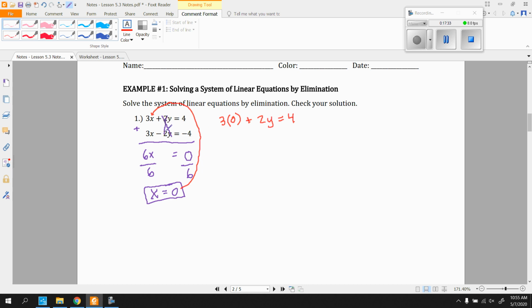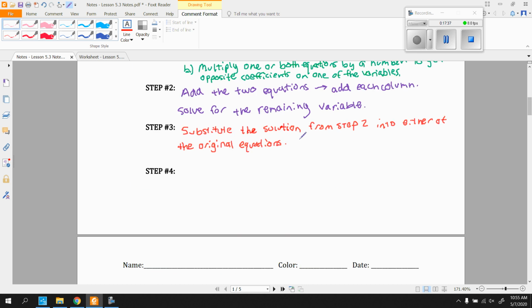Okay, so that takes us up to what we've written so far in the notes. Just substitute in. I could have gone here. It's not going to make much of a difference. Substitute the solution from step 2. Can you read all this? I'm trying to say it because my writing's not great. Substitute the solution from step 2 into either of the original equations. Solve for the remaining variable.